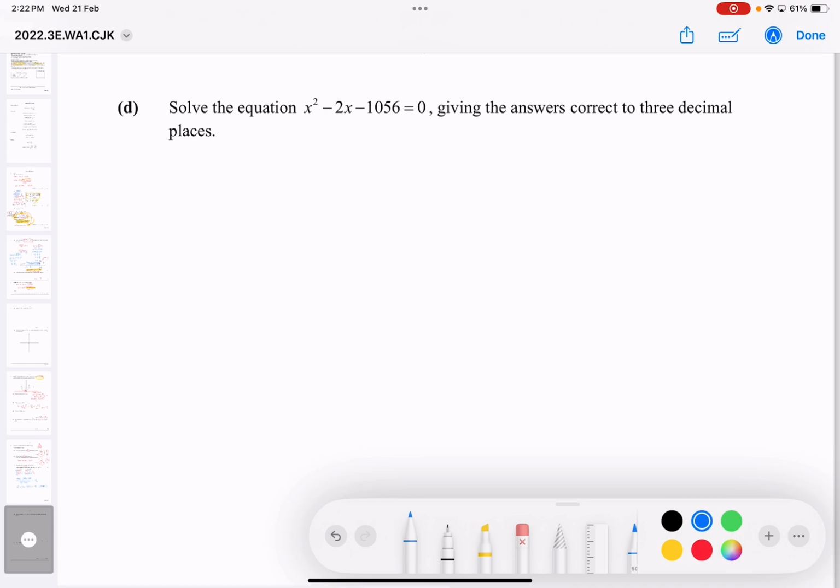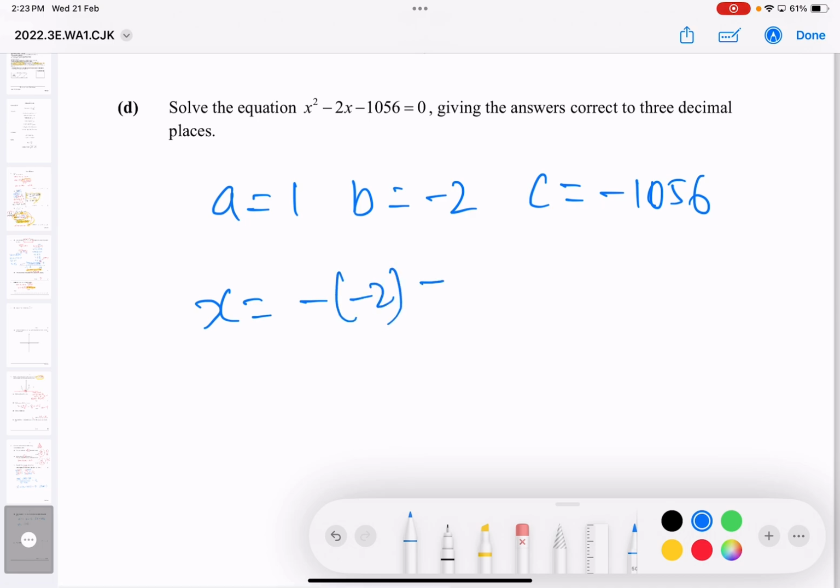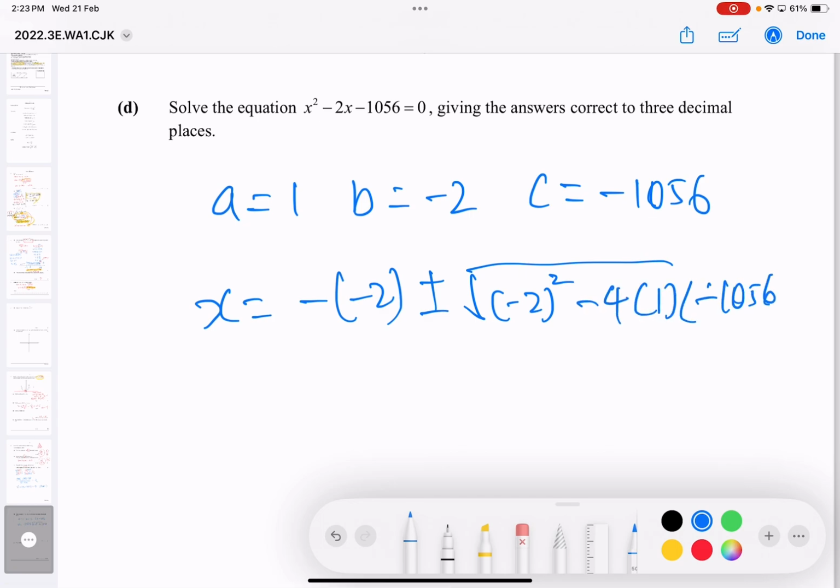Part D, use the quadratic formula. Okay, just use the quadratic formula. A is 1, B is negative 2, C is negative 1056. x equals negative B, plus or minus the square root of B squared minus 4AC, over 2A.